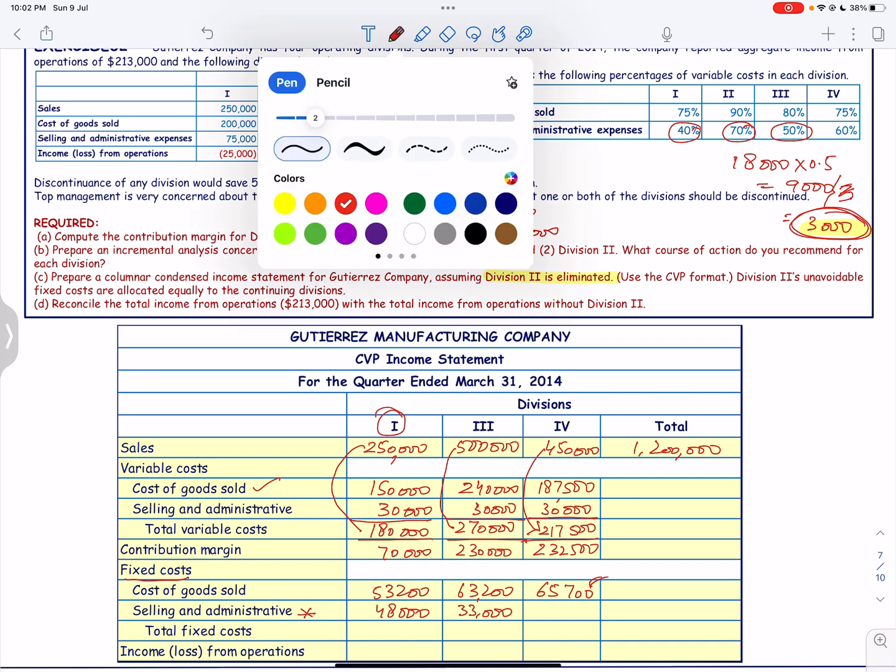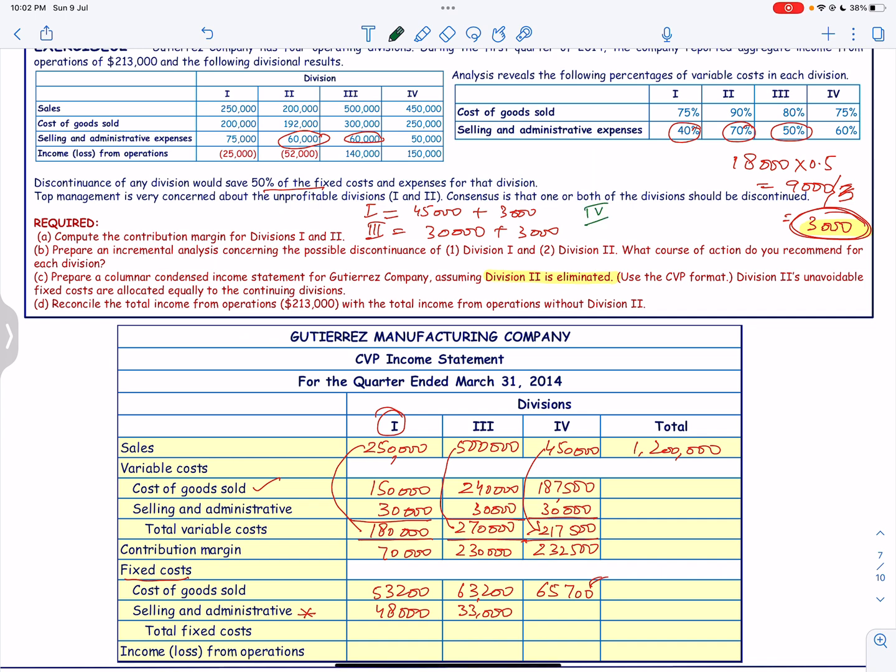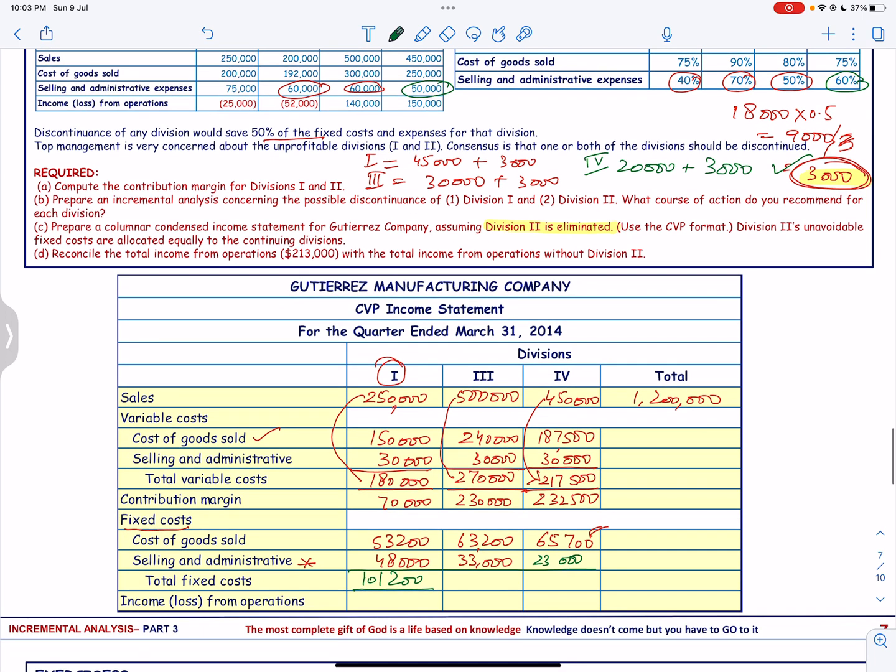Then we have division 4. For division 4, 60% is variable, that means 40% is fixed. So 40% of 50,000 will be 20,000, plus the unavoidable of division 2, that is 3,000, that makes 23,000. So now we can make the total fixed cost, and the total fixed cost are 101,200, and contribution margin minus total fixed cost. Now here this will be negative, and this will be negative 31,200.